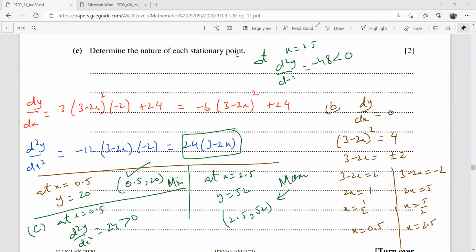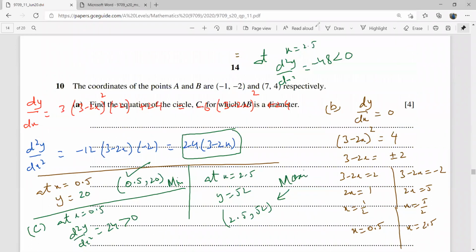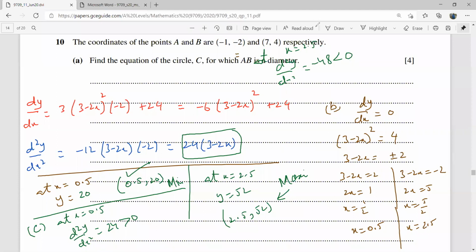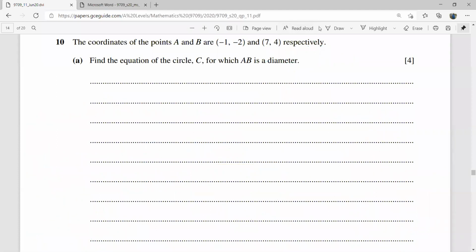Okay, I'm going a bit fast. If you have any question, you have to let me know. ठीक है? Question number 10. The coordinates of the points A and B are this and this. Find the equation of the circle C for which AB is a diameter.